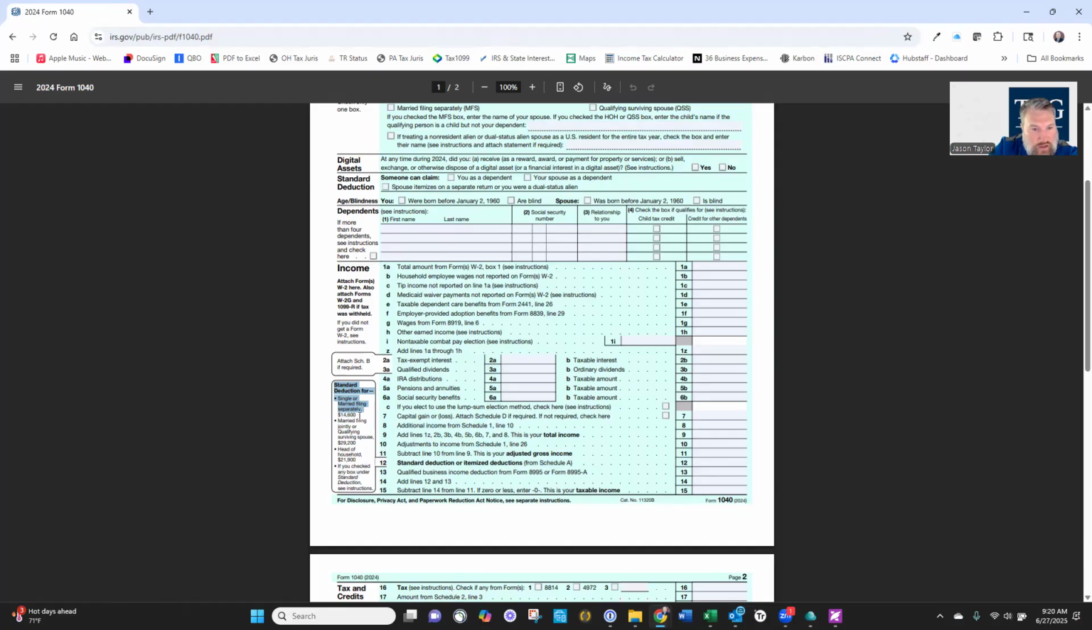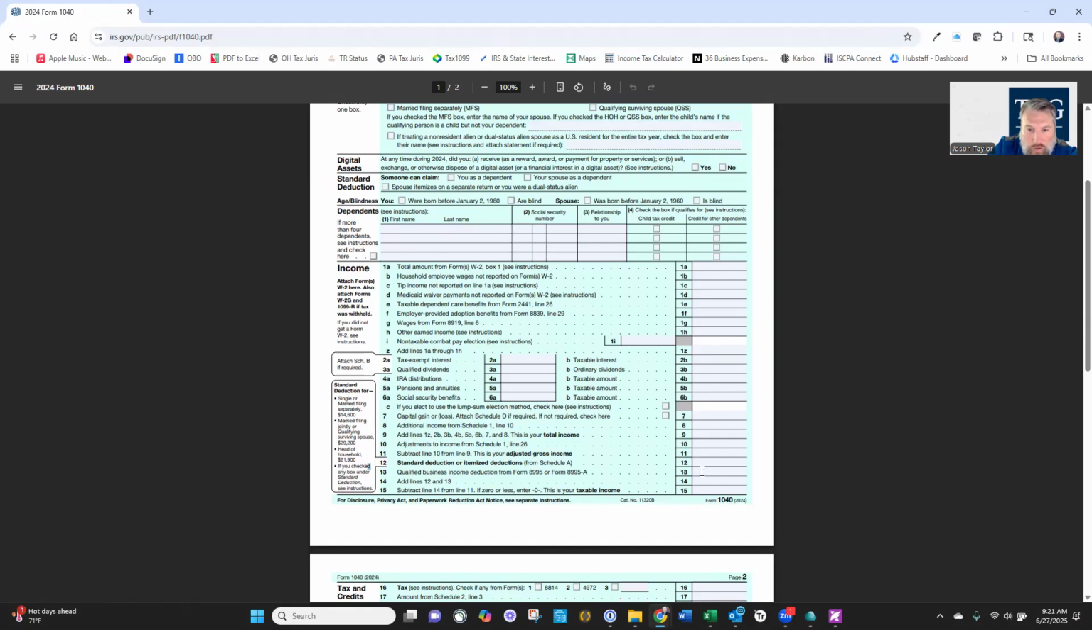So single or married filing separately is 14,600. Married filing jointly 29,200 and head of household 21,900. Those are just automatic deductions you get for being alive and filing your tax return.